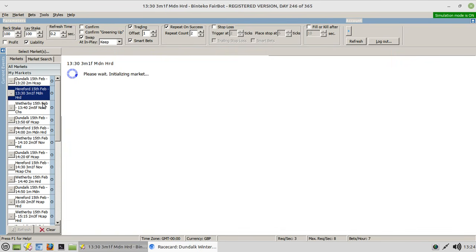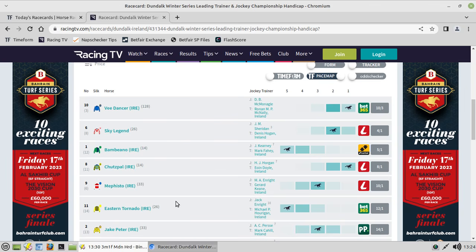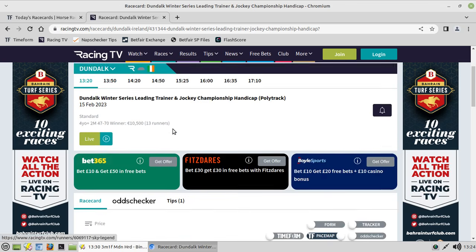Anyway, let's just switch to the next market. Four runner race, I should say. Generally speaking, these aren't particularly good.